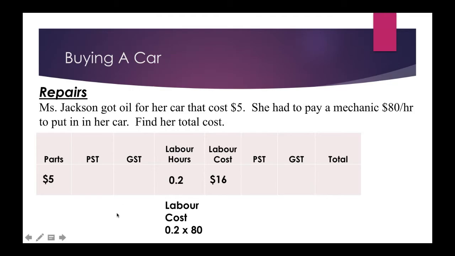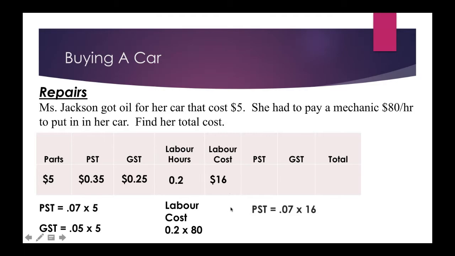But now you pay tax on all that. So we do the exact same thing we did the last example. PST, 7% of whatever your price was. That's 7% of the $5. That's 35 cents. Now you'll pay GST on the oil. That's 5% of $5, and that's 25 cents. Now you figured out your labor cost is $16. PST, you pay 7% of $16. That's $1.12. GST, you pay 5% of $16, and that's 80 cents.